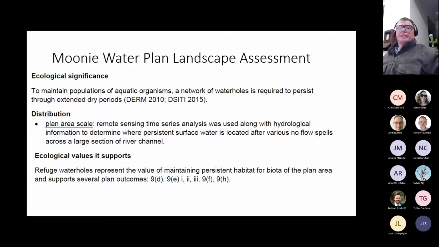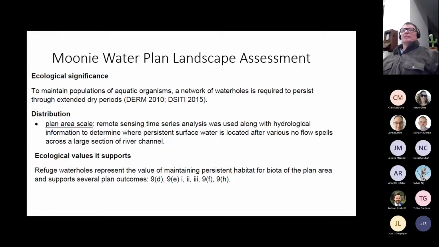So I just thought I'd quickly go on to explain how this information has been incorporated into the environmental assessment that was done for the most recent Moonie water plan. And I'm concentrating on that landscape aspect here. There was also work done on some of the individual waterholes and whether they were likely to be affected in their persistence under different scenarios being tested. But this is the logic that was laid out. This is from Glenn's work.